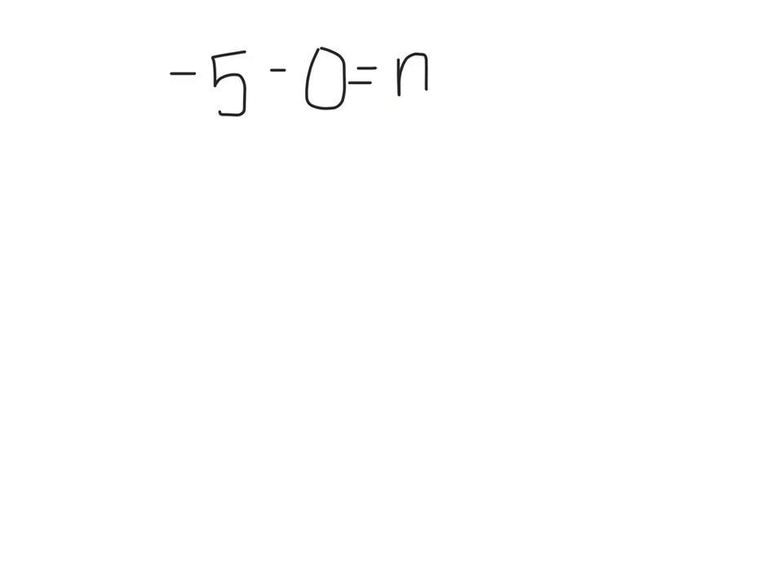Okay, one last example is negative 5 minus 0 equals n. Remember, 0 is its own opposite. So I have negative 5 plus the opposite, 0, it's just 0, equals negative 5.